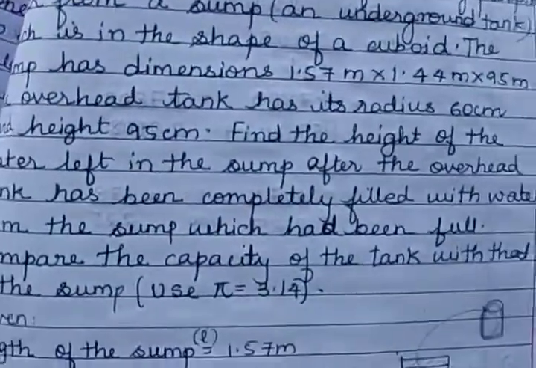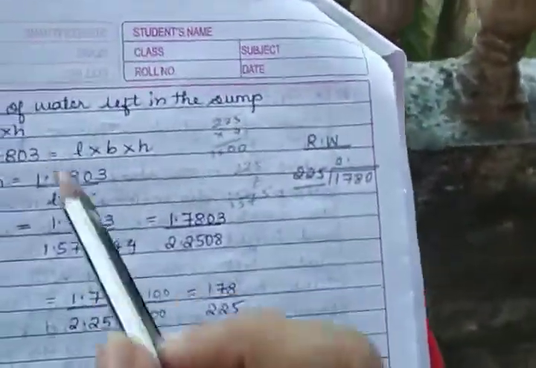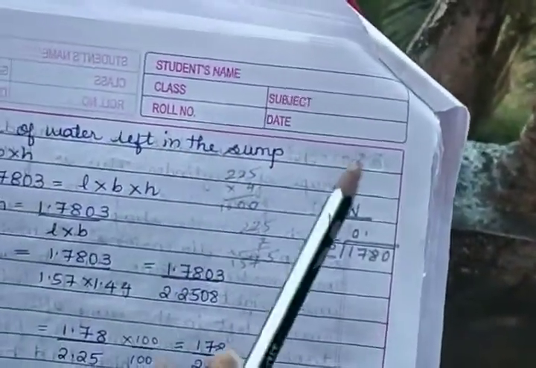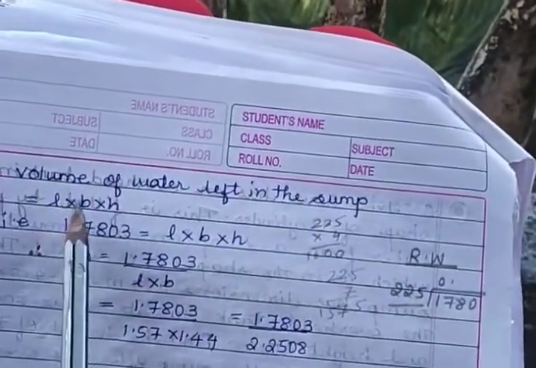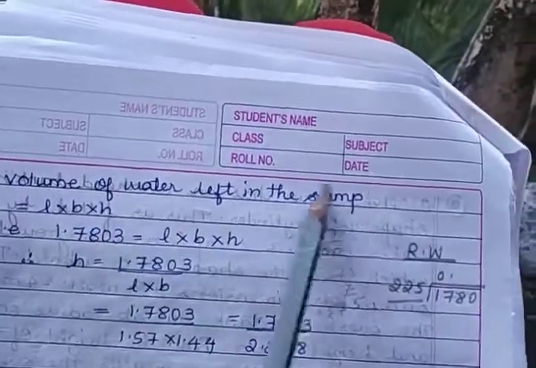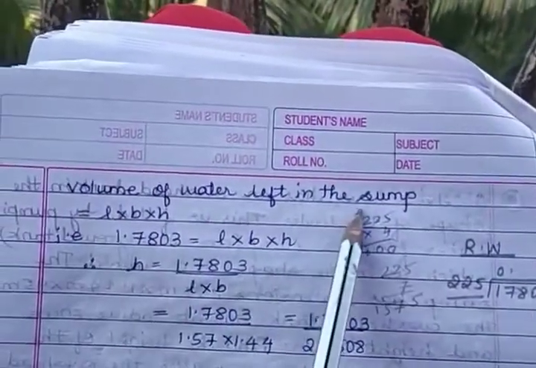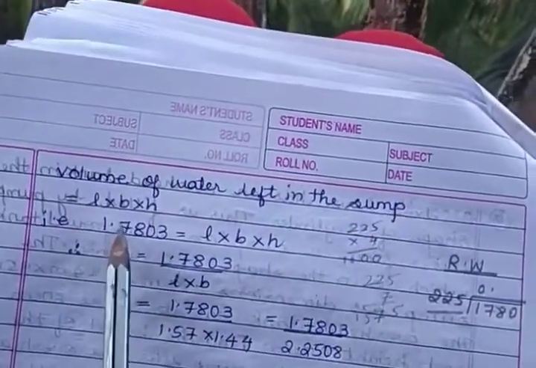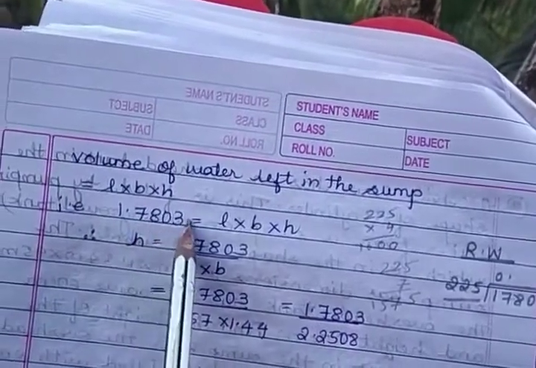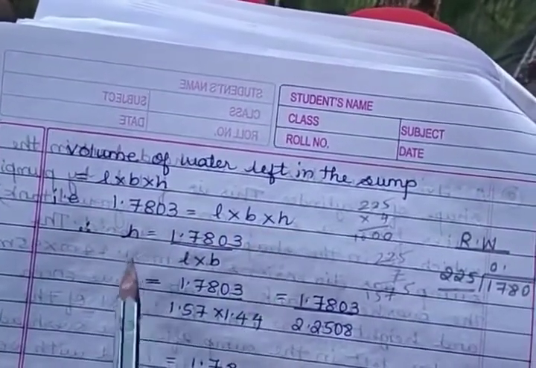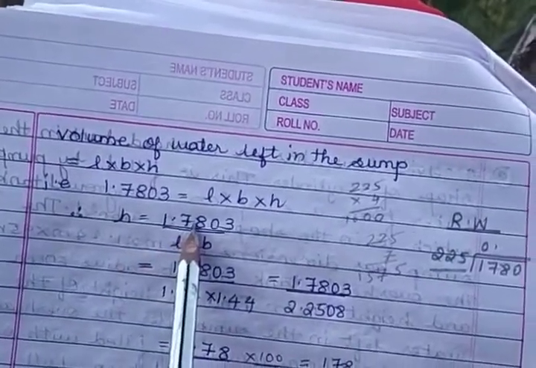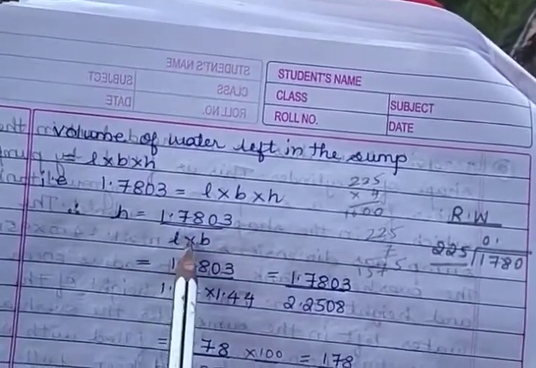Now you are asked to find the height of the water which is left in the sump, right? So once we find the volume, we can find the height of the water left in the sump. So what is the volume of water left in the sump? Formula is L into B into H. We have found how much volume is left in the sump, so it is 1.7803, equal to L into B into H. So height is 1.7803 upon length into breadth.